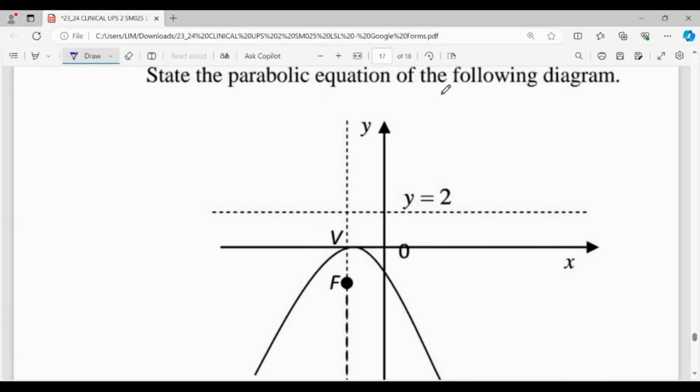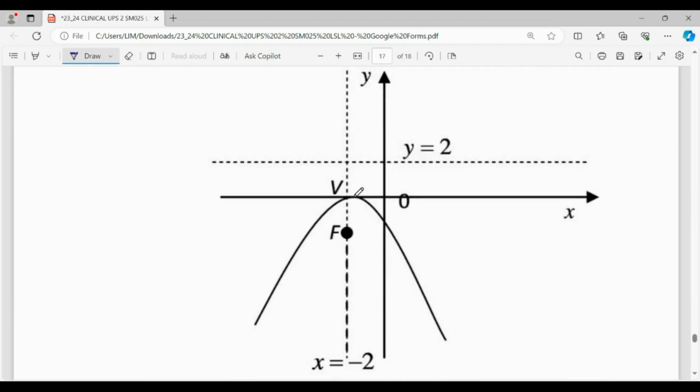Then the next one, the parabola in the following diagram. So the directrix here is y equals 2, the vertex here, and then the focus here, and then x equals -2. So x equals -2 means this vertex has x coordinate -2, and this vertex touches your x-axis, so the y coordinate is 0. So up here is 2 units, so we know that this value p is 2 units, and below here is 2 units.